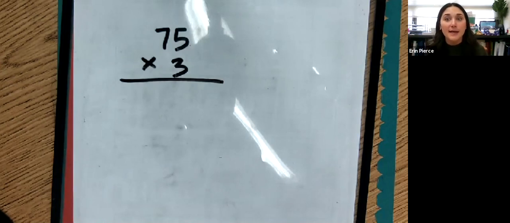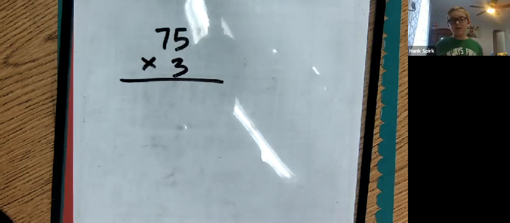All right, about 10 seconds left. Somebody walking me through it. All right, 5, 4, 3, 2, 1. Hank, why don't you walk me through 75 times 3? What strategy did you use? I did standard algorithm. Okay, cool.